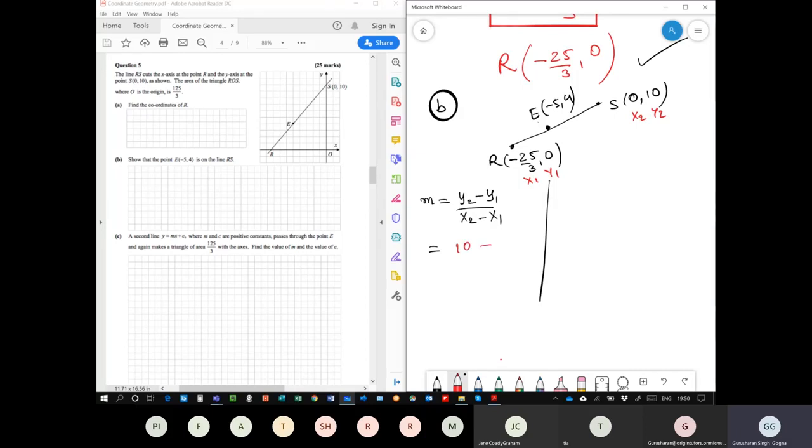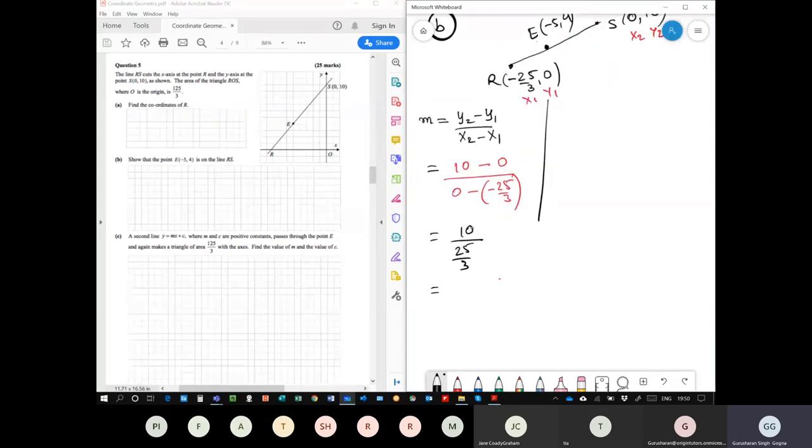10 minus 0 over 0 minus of minus 25 over 3. Okay, y2 minus y1 over x2 minus x1. So what you will get, 10 over 25 over 3, which means 5 to the 10, 5 is the 25, and 3 is in the denominator of the denominator, so it will be multiplied on the top. So which means 6 over 5 is the answer. That's the slope of this line.